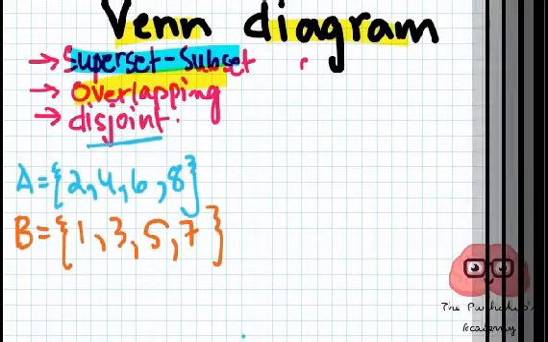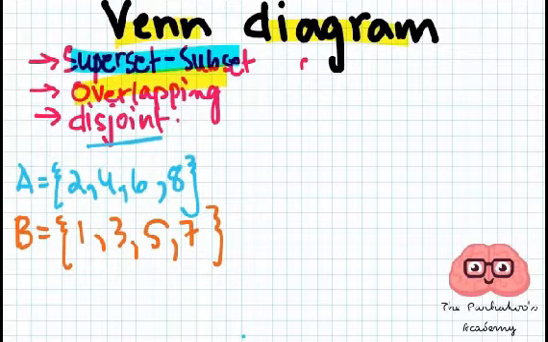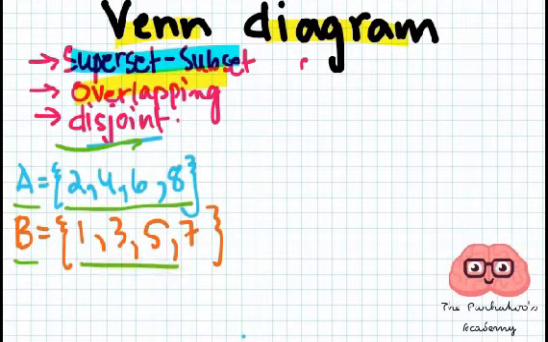Okay, the last relationship is disjoint sets, where there is no element common in both the sets. So here we can see that A is basically showing the even numbers, and B is showing the odd numbers. So even and odd, they are entirely different, they don't have anything in common. So let's try to draw it.